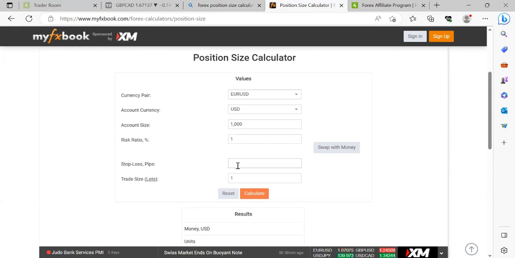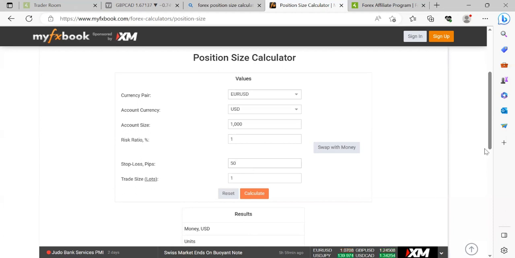The minimum that I normally use is between 40 and 50 pips stop loss, because I don't scalp. So the stop loss pips I normally use is between 40 to 50 pips. So let me say I put 50 here. 50 pips, that is the stop loss. Now, the trade size, leave it at 1. Let it be at 1.